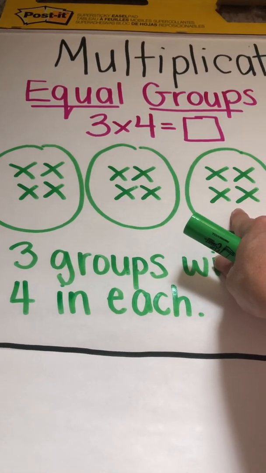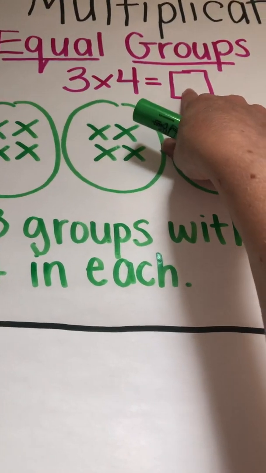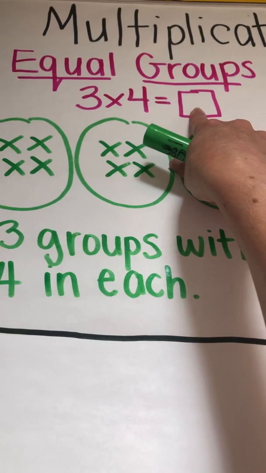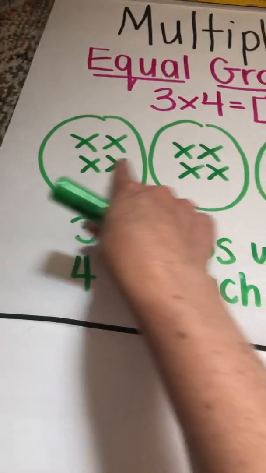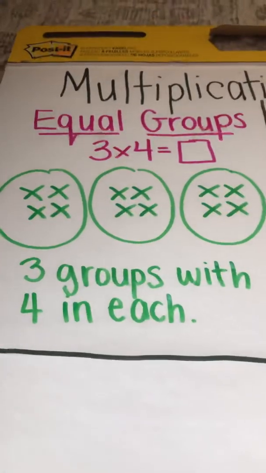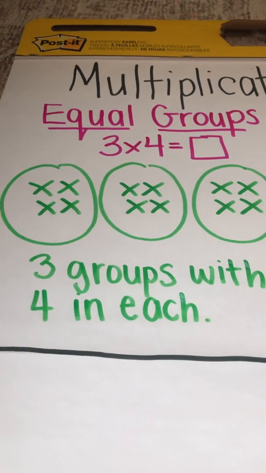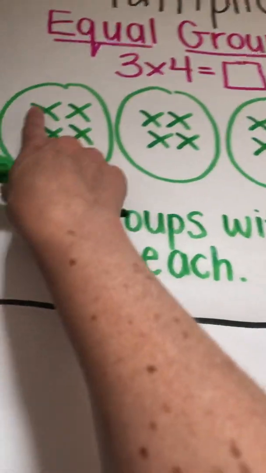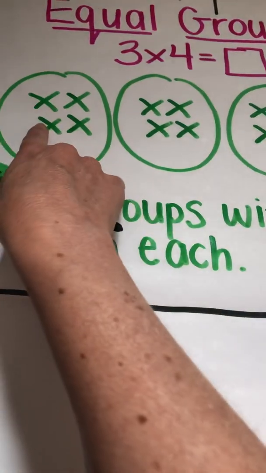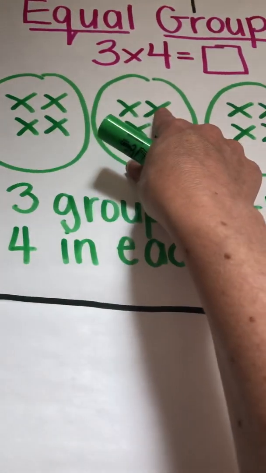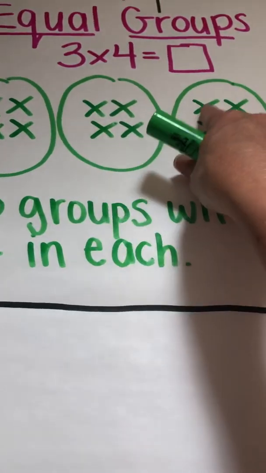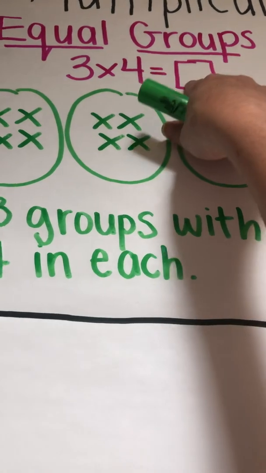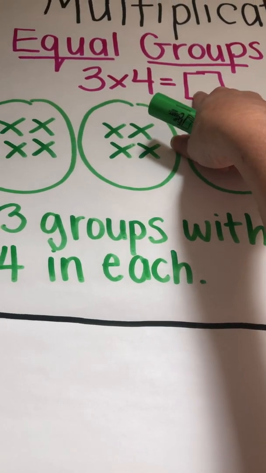So now in order to find my missing, do you remember what this word is? Product. In order to find my missing product, I'm going to count up all of my X's. So I can do this a couple of different ways. I can count them individually. 1, 2, 3, 4, 5, 6, 7, 8, 9, 10, 11, 12. So now I know my missing product is 12.